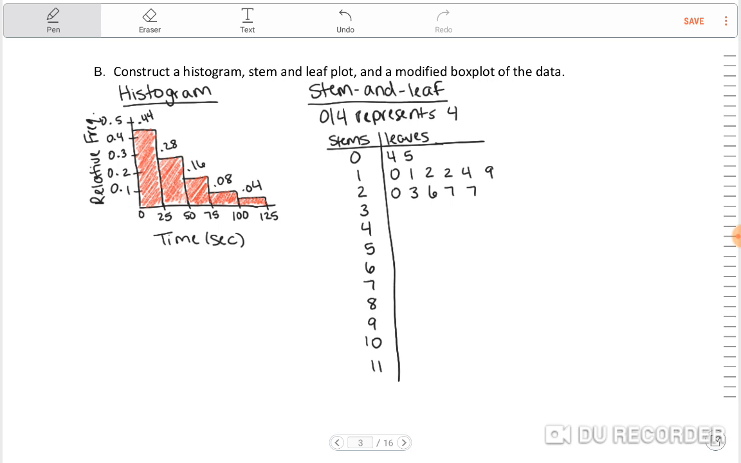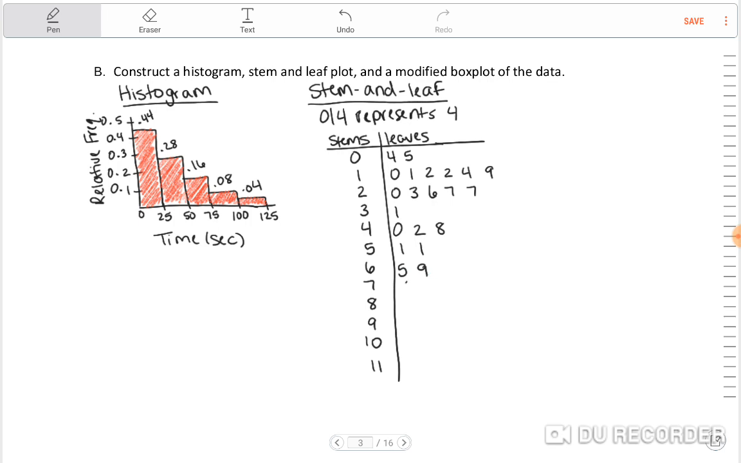Number 3. So 30s. In the 30s, I've got 31. In the 40s, I've got 40, 42, and 48. So 0, 2, 8. In the 50s, I got 51 and 51. So if there's two 51s, you put both of them down. Okay. Each one should be represented here. There's 65 and 69.